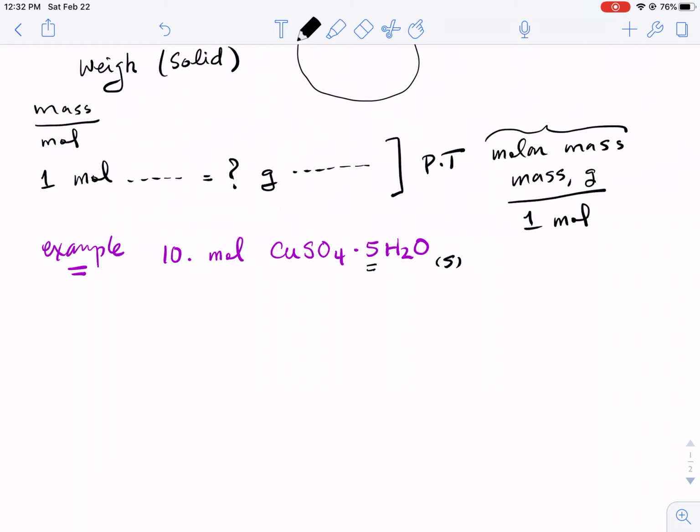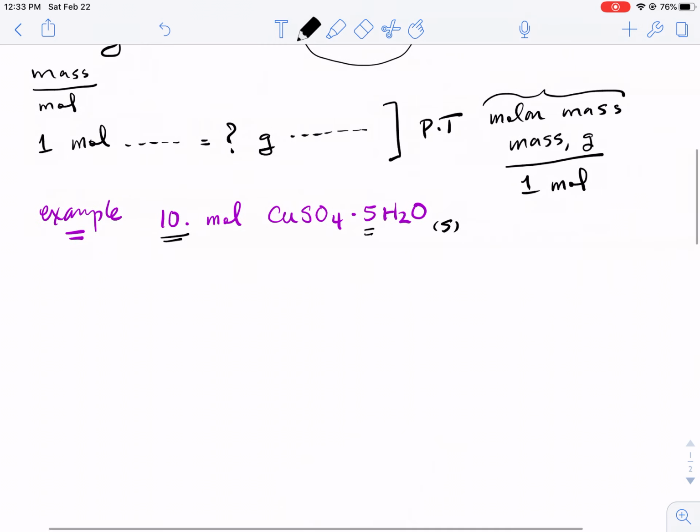So we have to figure out the mass that represents the 10 moles. So please take out your calculators, and I want you guys to do this with me. I have a periodic table in front of you. I'm going to get my table in front of me too. And let's add up the molar masses of copper sulfate pentahydrate.